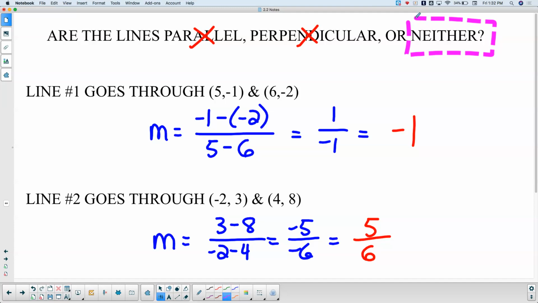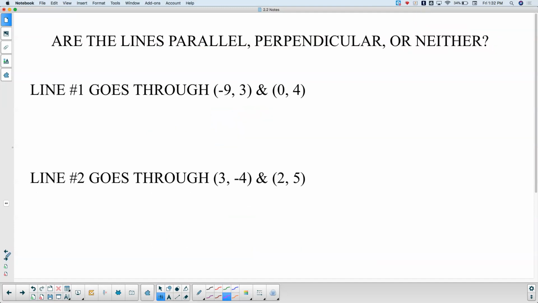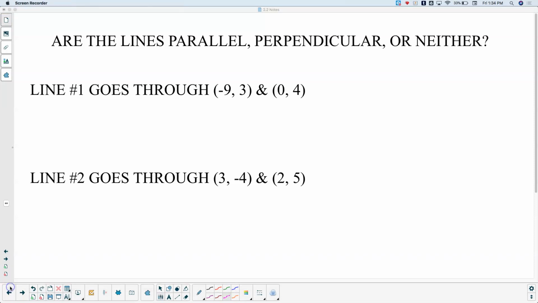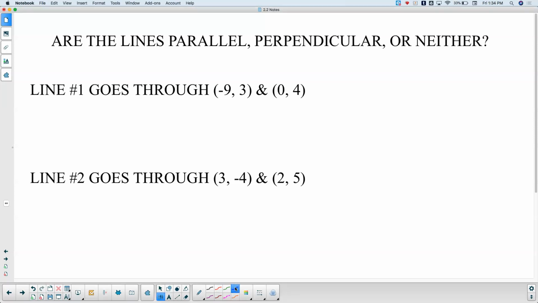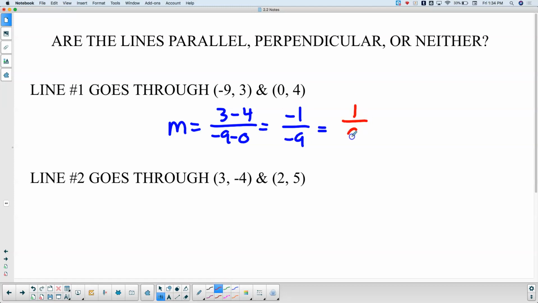Okay? What I'd like you to do now is try the next one. Okay, so let's check and see if Grace is right with perpendicular. Okay? So, I got a slope here on the first one of 3 minus 4 all over -9 minus 0. That gives me -1 over -9, which is 1/9.